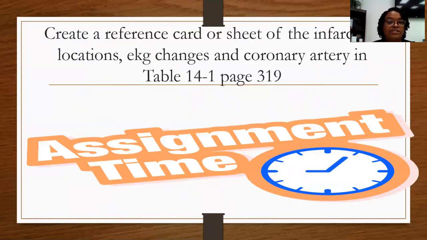So now for your assignment, you're going to create your reference card or reference sheet of the infarction locations, the EKG changes, and the coronary artery that supplies those areas. And you can see an illustration of that in table 14-1 on page 319.